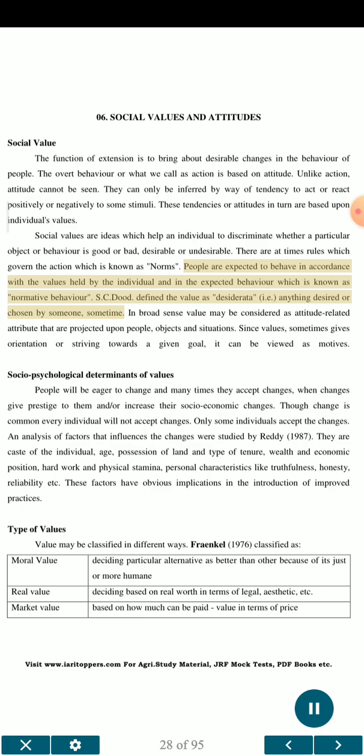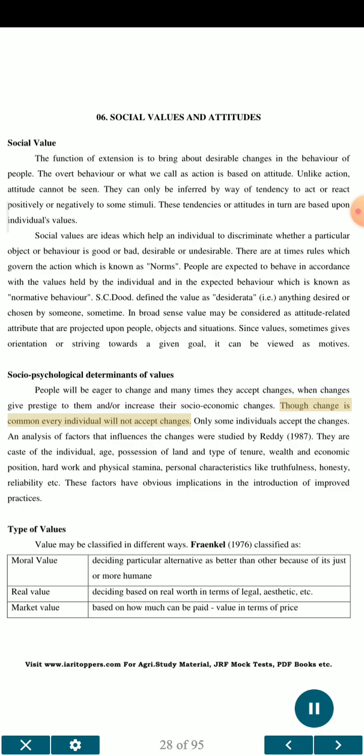S.C. Dube defined value as desiderata, i.e., anything desired or chosen by someone, sometime. In a broad sense, value may be considered as an attitude-related attribute that is projected upon people, objects and situations. Since values sometimes give orientation or striving towards a given goal, they can be viewed as motives. Socio-psychological determinants of values: people will be eager to change, and many times they accept changes when changes give prestige to them or increase their socio-economic status.